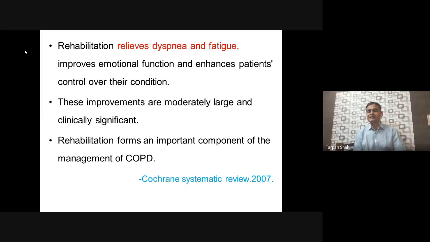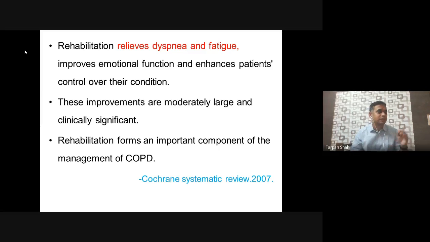Now, the Cochrane Systematic Review says in the year 2000 that rehabilitation will be helpful to relieve dyspnea and fatigue. So I'm going to give you an idea about the different positioning, how this positioning will be helpful to reduce dyspnea, in the later part of this presentation. And with pulmonary rehabilitation, the patients are going to get moderately large and clinically significant benefits.